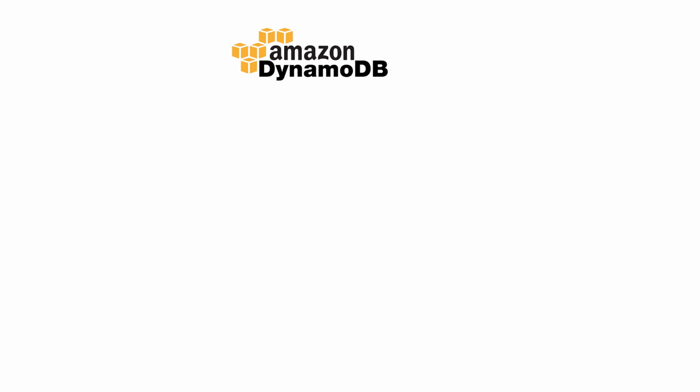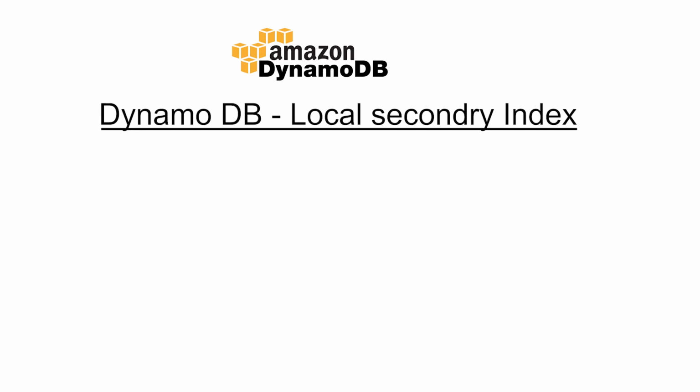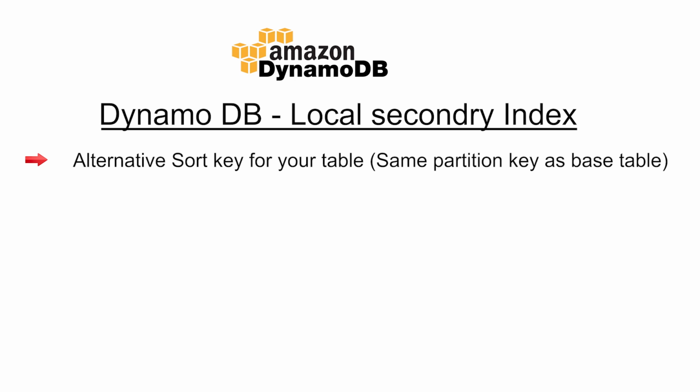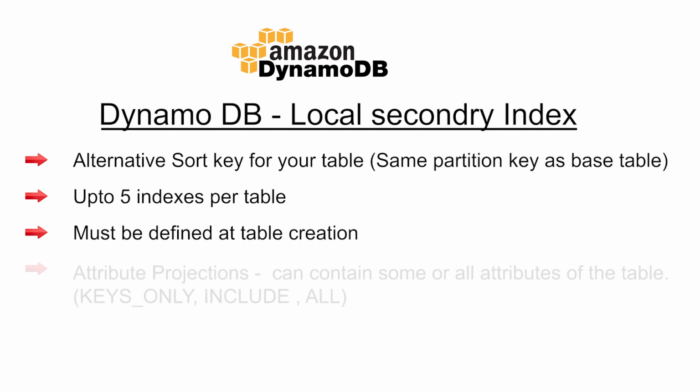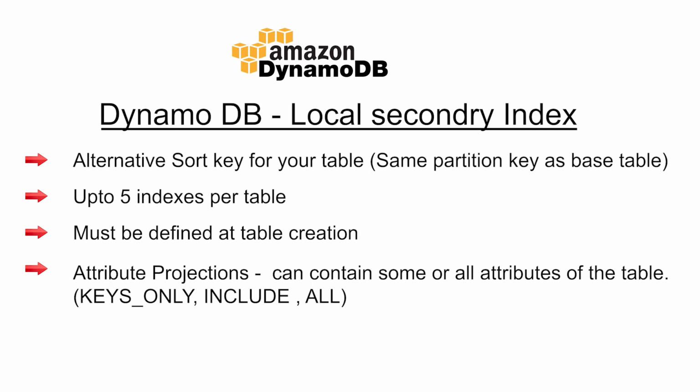In case you want to create another sort key, you can do that using a local secondary index. It's an alternative sort key for a table and has the same partition key as the base table. Only 5 indexes are supported per table and must be defined at the table creation time. That's why the local secondary index should be chosen very carefully. We can also use attribute projections to project keys only, all, or include specific attributes from the base table.